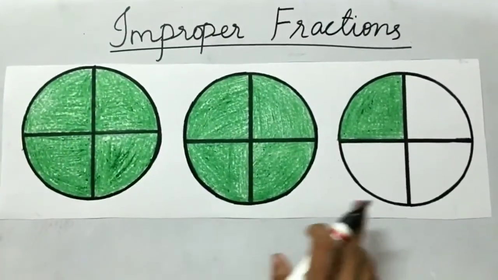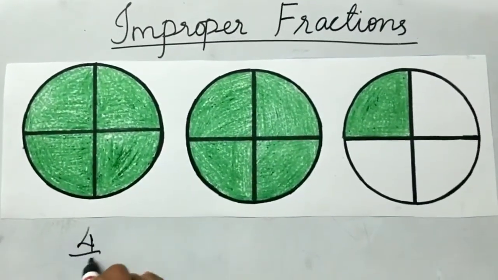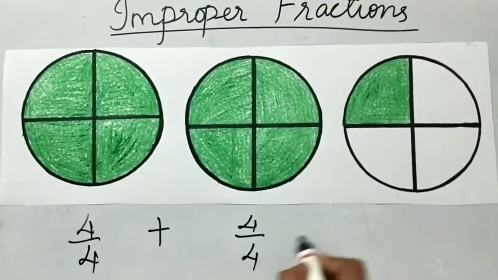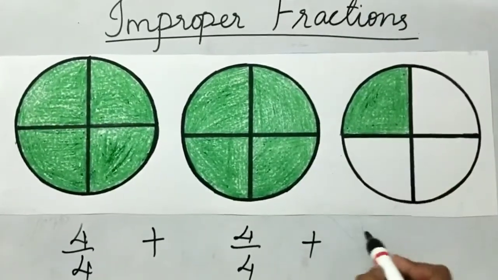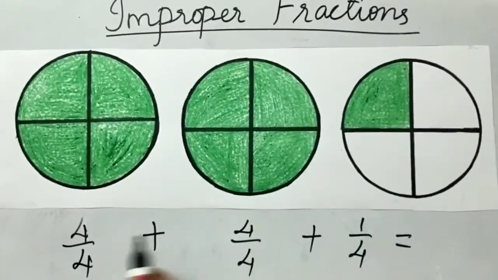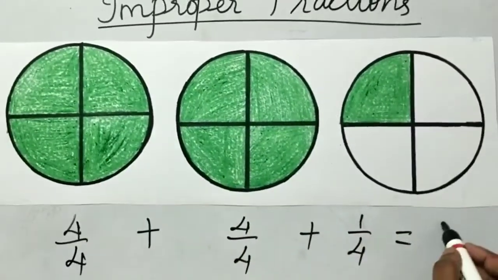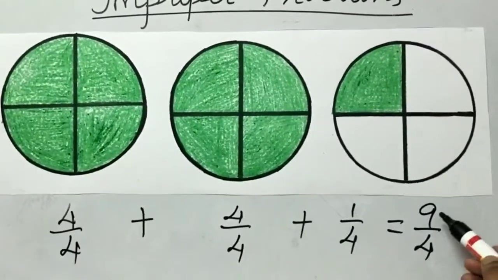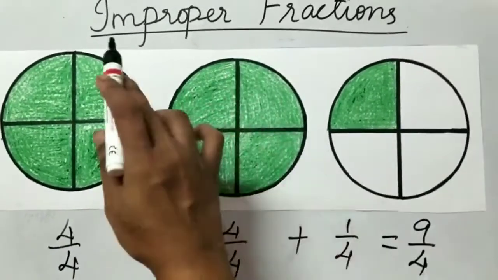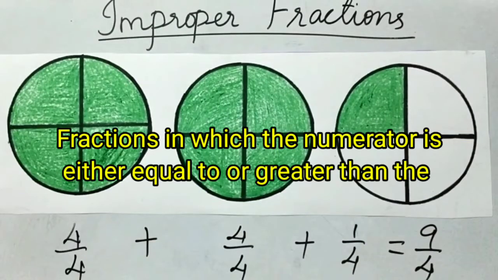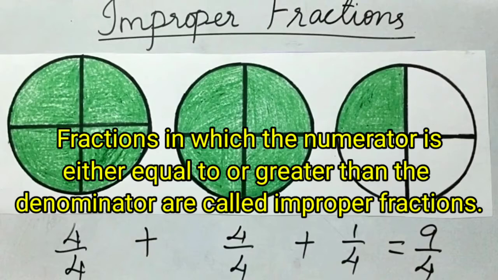Let us look one more example. Say the fraction 4 by 4 plus 4 by 4 plus 1 by 4. Now let us add the like fractions. 4 plus 1, 9. 9 by 4. Here also the numerator is greater than the denominator. It is an improper fraction. Fractions in which the numerator is either equal to or greater than the denominator are called improper fractions.